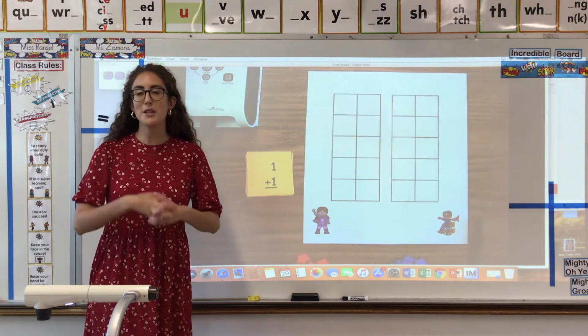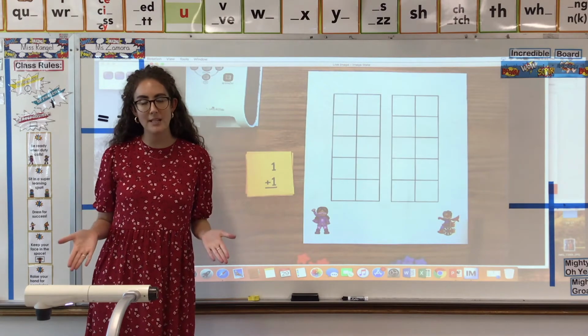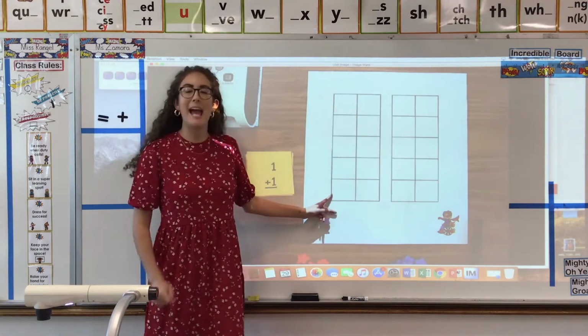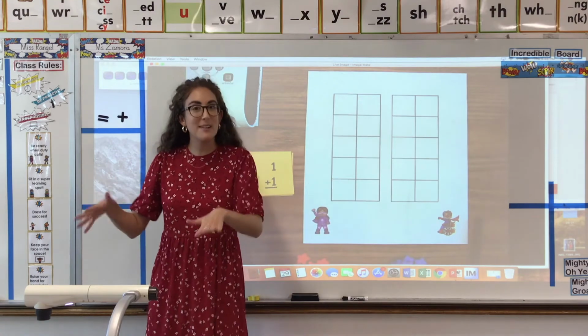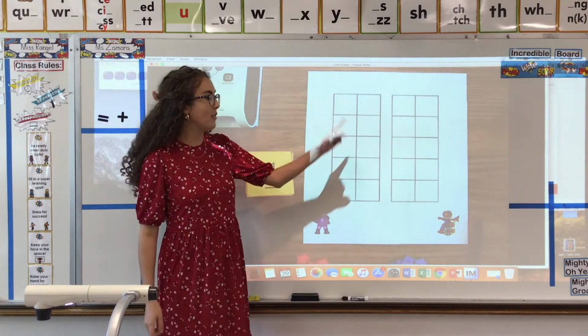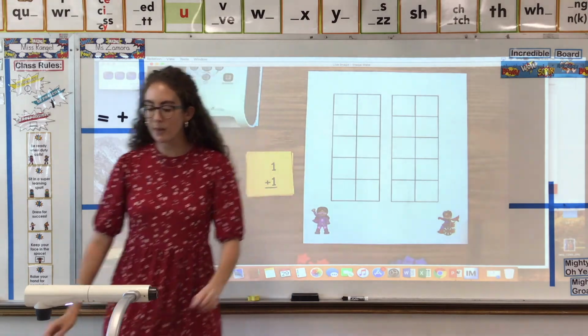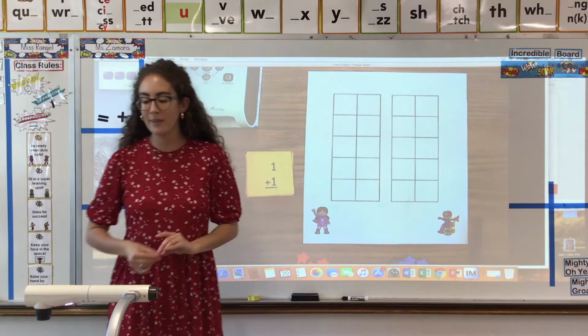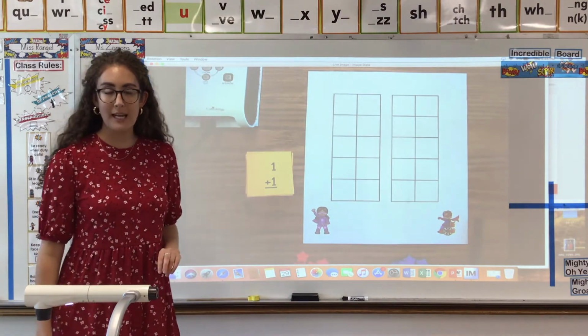Okay, Super Scholars, you need 2 tools out today. First up, you're going to need your double 10 frame sheet. Like we said in our learning target, we're going to identify our doubles facts with our 10 frame. So you are going to need that out as well as your eraser counters. That's the first tool you're going to need.